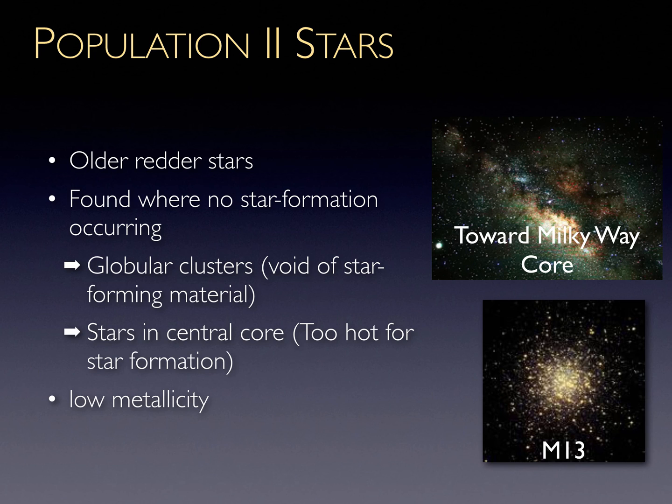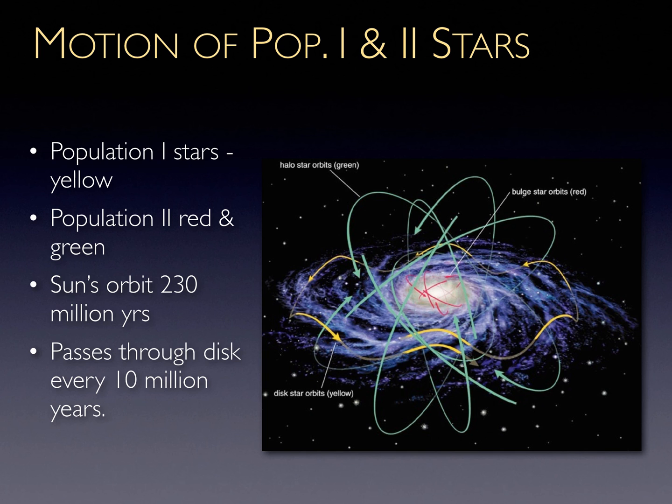Population 2 stars are older, redder, low metallicity stars found in regions where there is no ongoing star formation. Globular clusters are one example of population 2 stars. They are simply void of star-forming material. Stars in the central bulge are also population 2 stars. Their temperatures are generally too high for star formation.